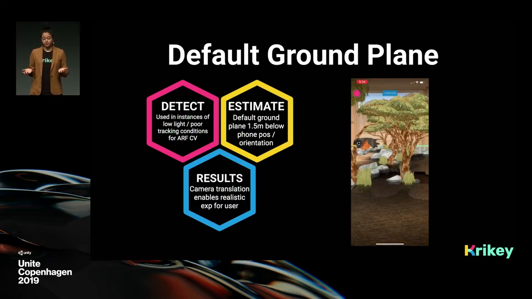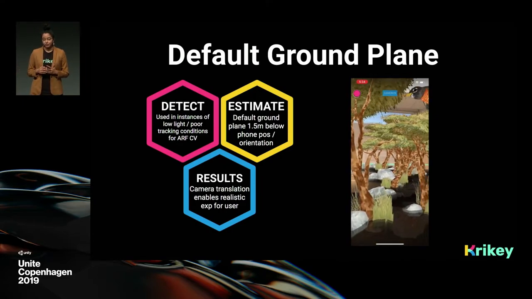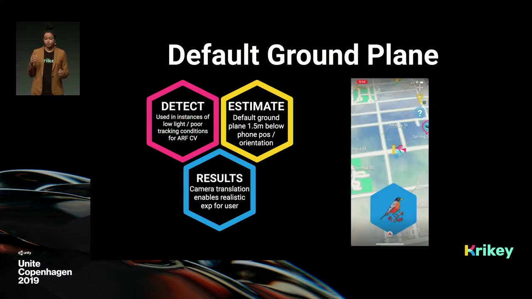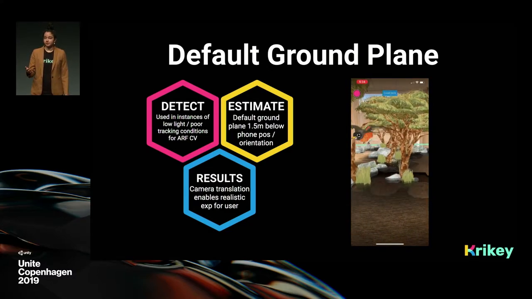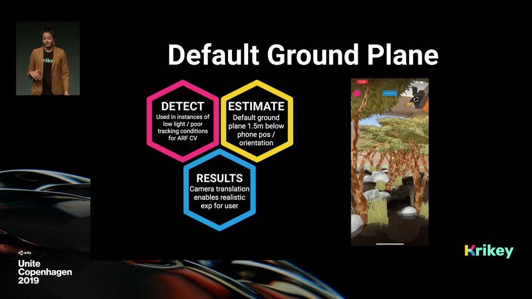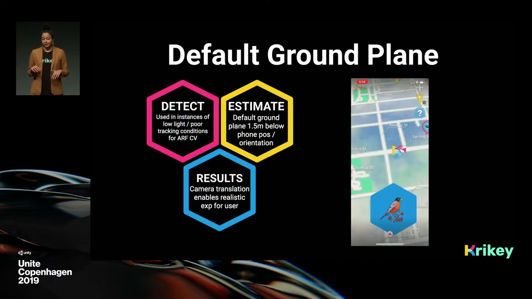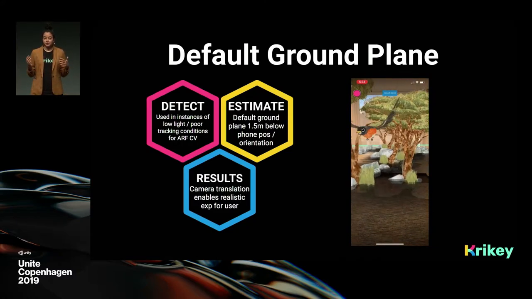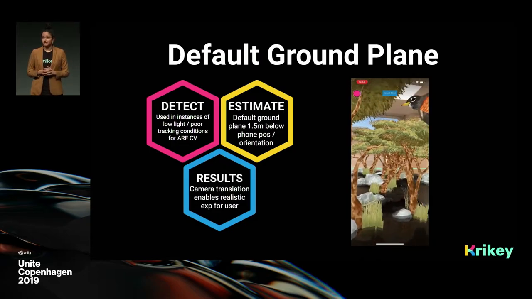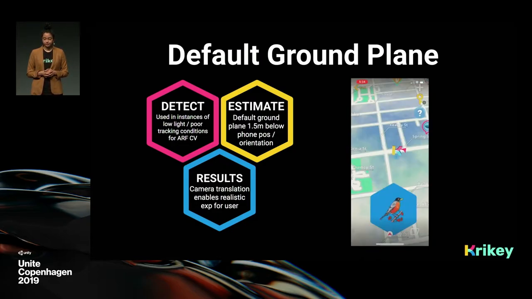In these cases, what we do when the CV detection fails, we pick a default ground plane position that's 1.5 meters away from the starting position of the user and also below. This generates the feel of a ground plane and allows us to retain camera translation such that users can still walk close to objects as though they're rooted in the physical world.